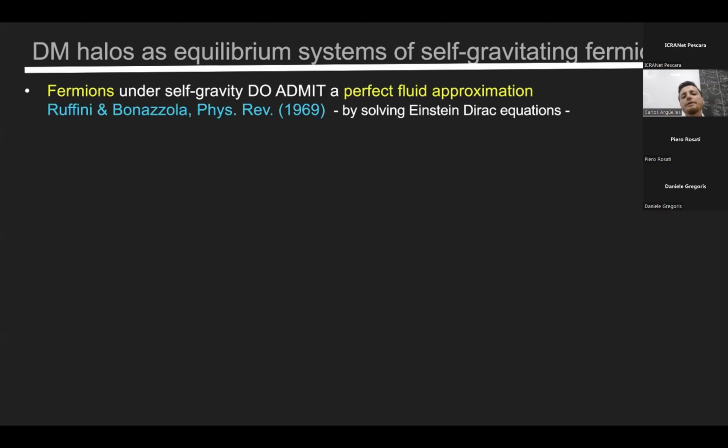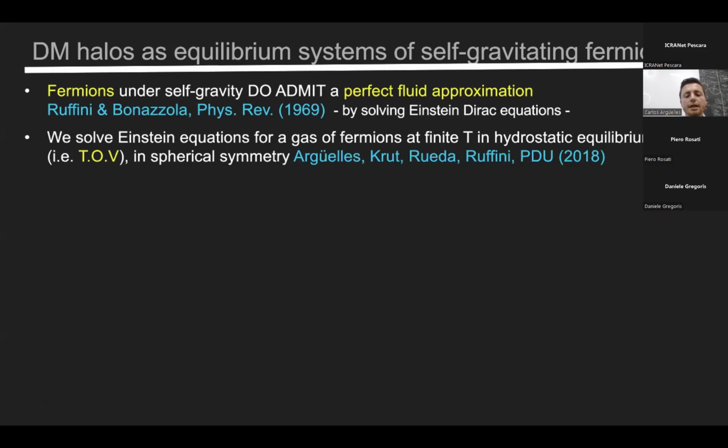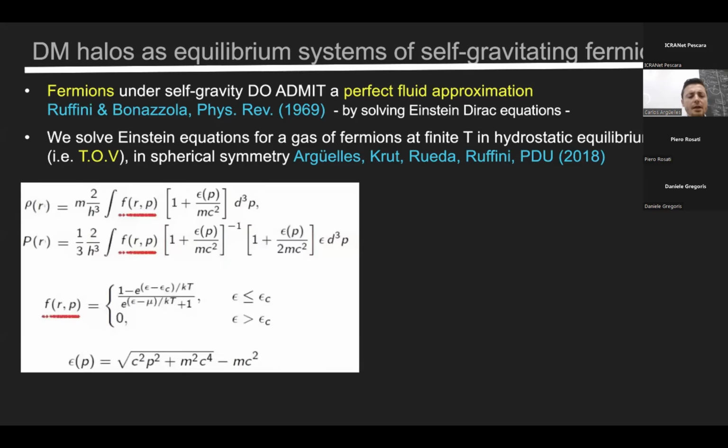We will now face the challenge to build an equation of state for this system. So we first follow the prescription that fermions under zero gravity follow a perfect fluid approximation. Therefore, it allows us to solve the Tolman-Oppenheimer-Volkoff equations of hydrostatic equilibrium because they are working under this perfect fluid, and we will do it in spherical symmetry. Therefore, the most general equation of state in terms of this fermionic phase space distribution function has the form that you can see here.